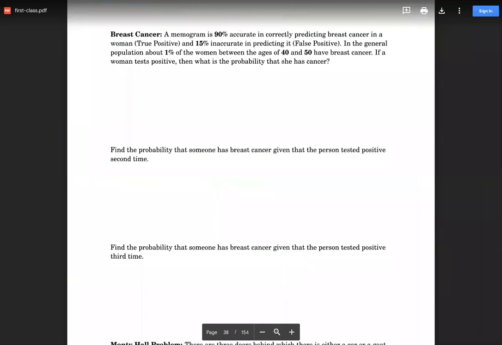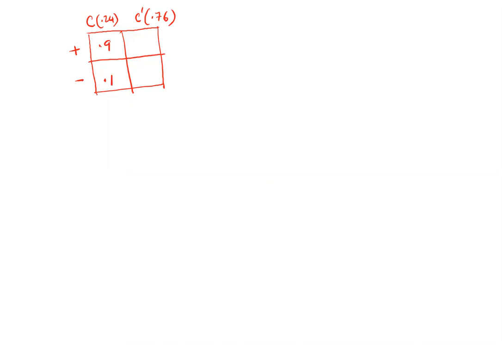So let's even take the background away. So C is 0.24, C prime is going to be 0.76, right? Because 100 minus 24 is 76, or 100% minus 24% is 76%. Testing positive, testing negative: this is 0.9, this is 0.1, this is 0.15, and this is 0.85.